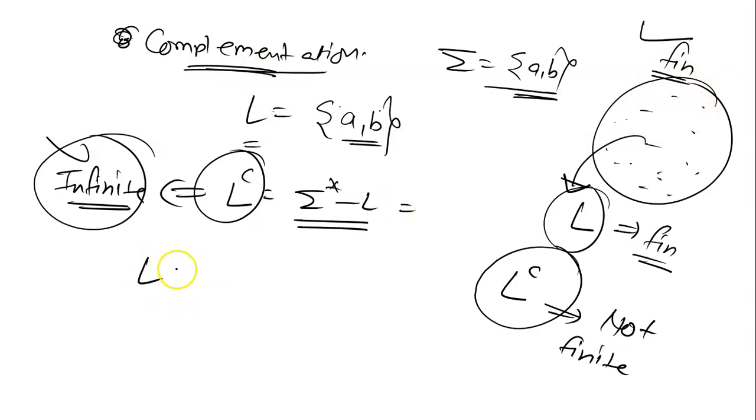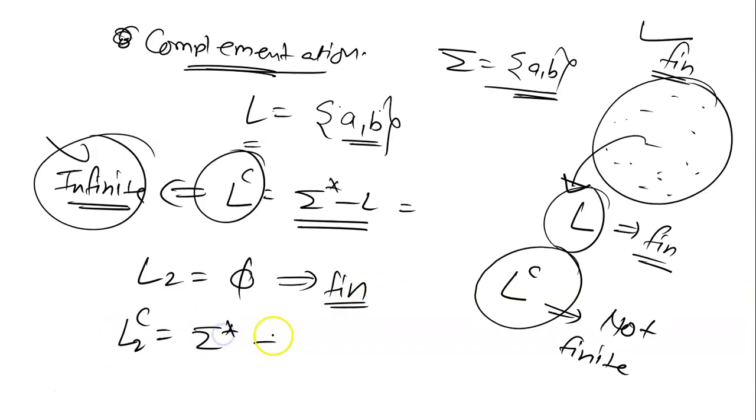You can take another example. For example, consider L2, which is phi, the empty language. You can see that this L2 is a finite language. Now consider L2 complement. What is L2 complement? L2 complement will be sigma star, and this sigma star is infinite. So you can see that the complement of a finite language is not finite. So we can say that finite languages are not closed under the complementation operation.